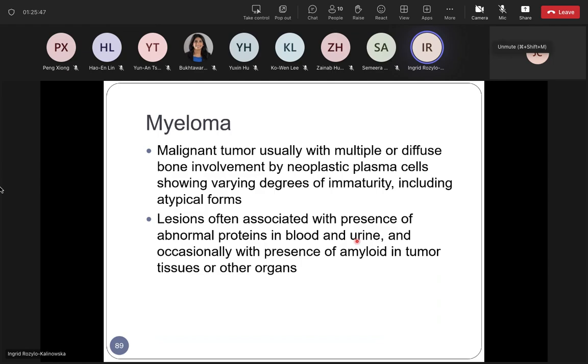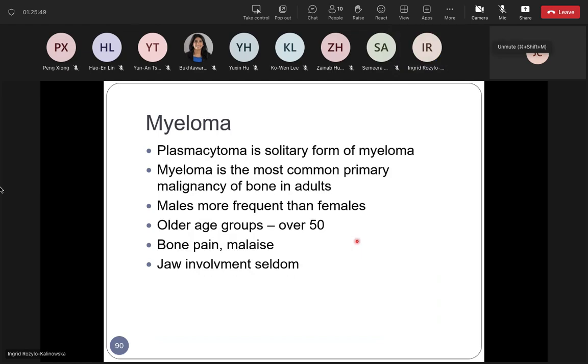Myeloma is the most common primary malignancy of bone in adults, of course, and more frequent in males than in females, encountered around 50 years of age and above that age limit, and this is a tumor that produces bone pain, and here it says jaw involvement seldom, but we do have some cases.